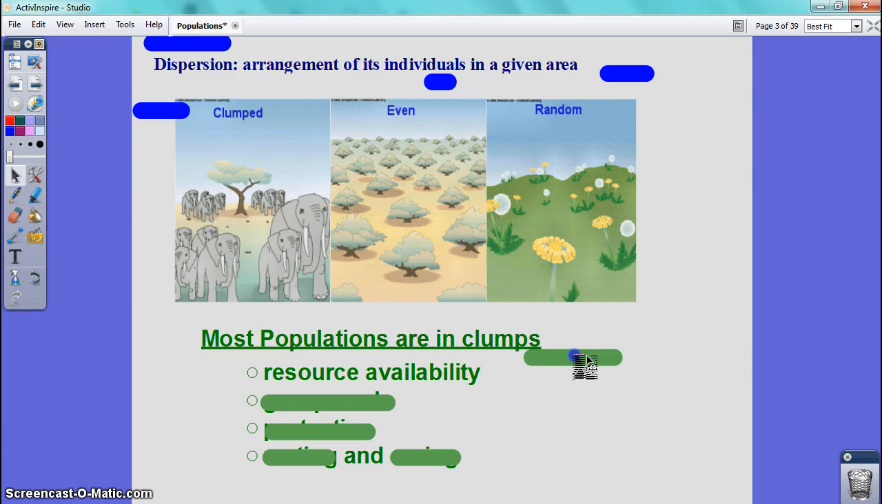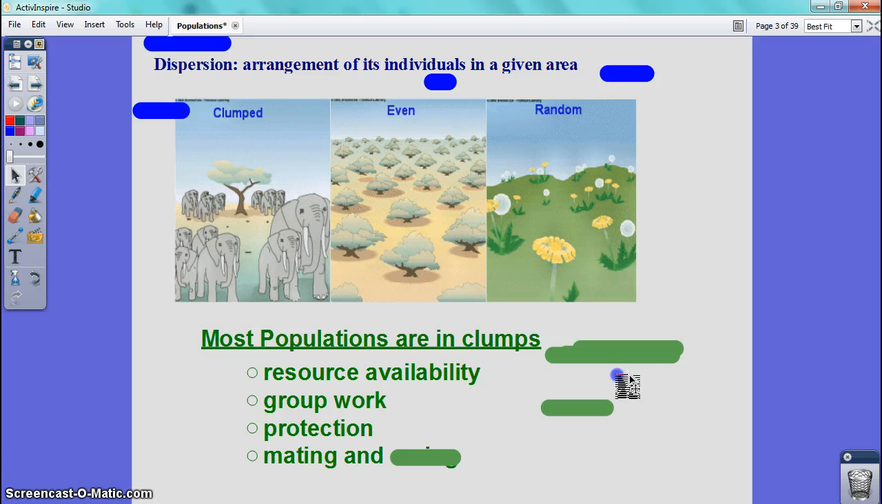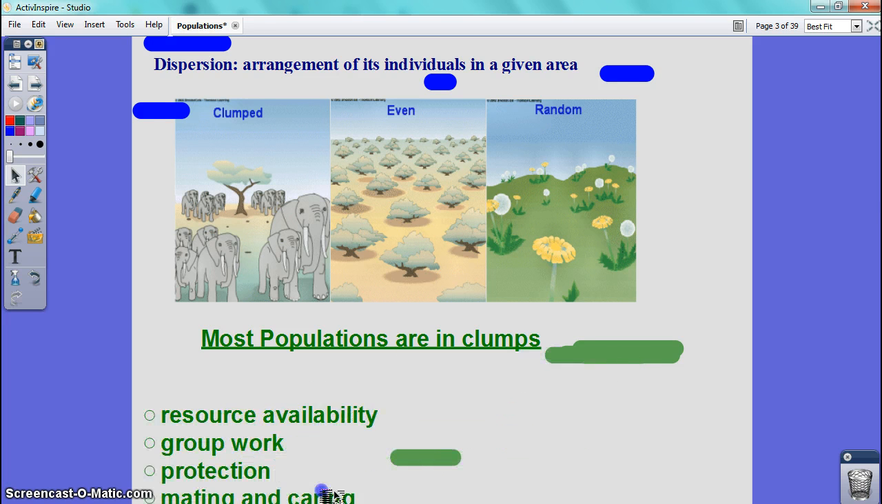Number one, resource availability. If there's a watering hole, all the elephants will clump around the watering hole. For group work, they need to work together for predator and prey relationships, or resource gathering. They stick together for protection. The more you have, the better your chance of survival is, and obviously for mating and caring.